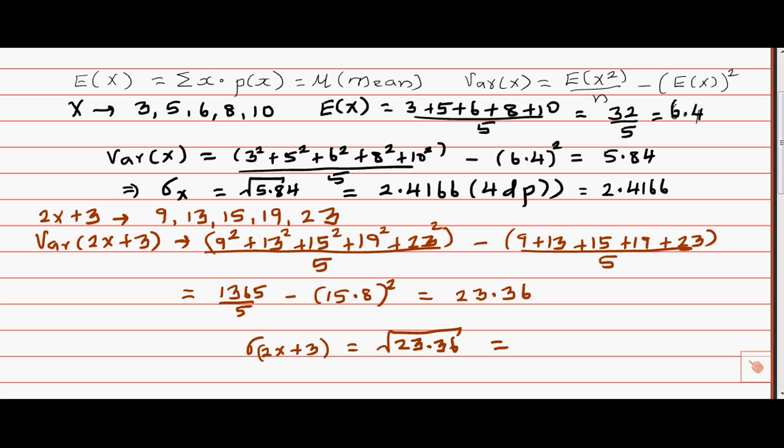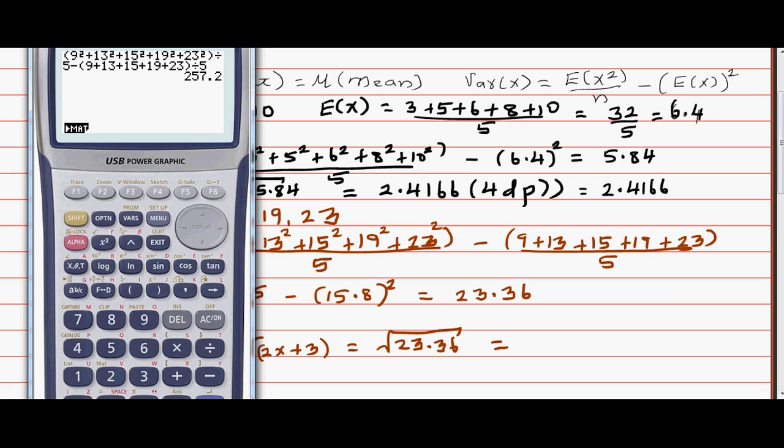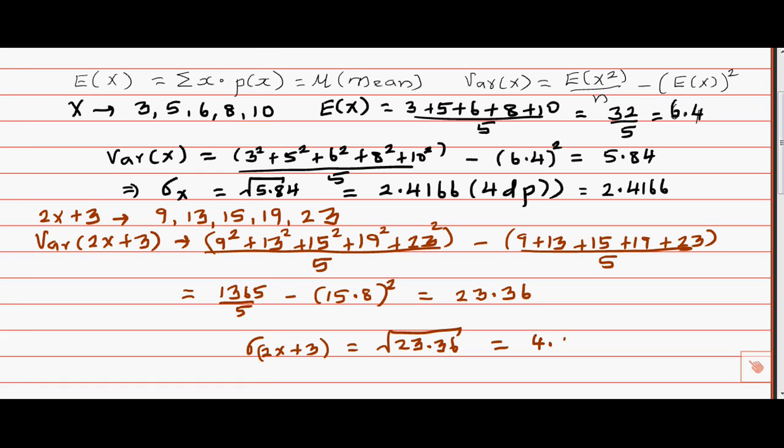So let me use my calculator. Cancel, shift, square root of 23.36. We'll confirm this, which is 4.8332 to 4 decimal places. Now this is just to see whether our working is right, and we'll confirm this later using a CAS calculator.